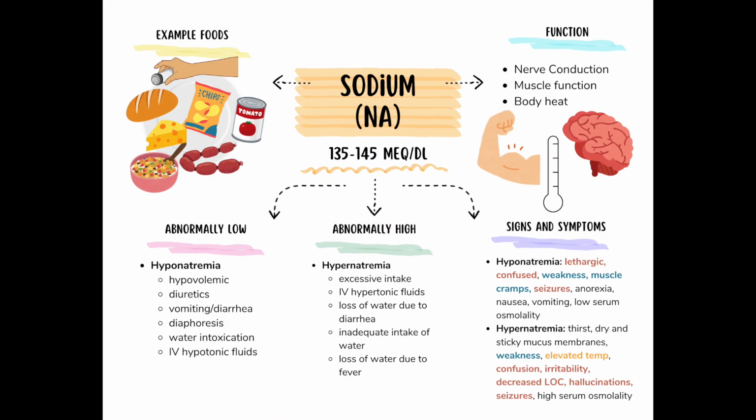The first electrolyte we're going to talk about is sodium. The normal range for sodium is 135 to 145. Sodium affects our nerve conduction, muscle function, and body heat. So when we're talking about the signs and symptoms, think about these three topics.